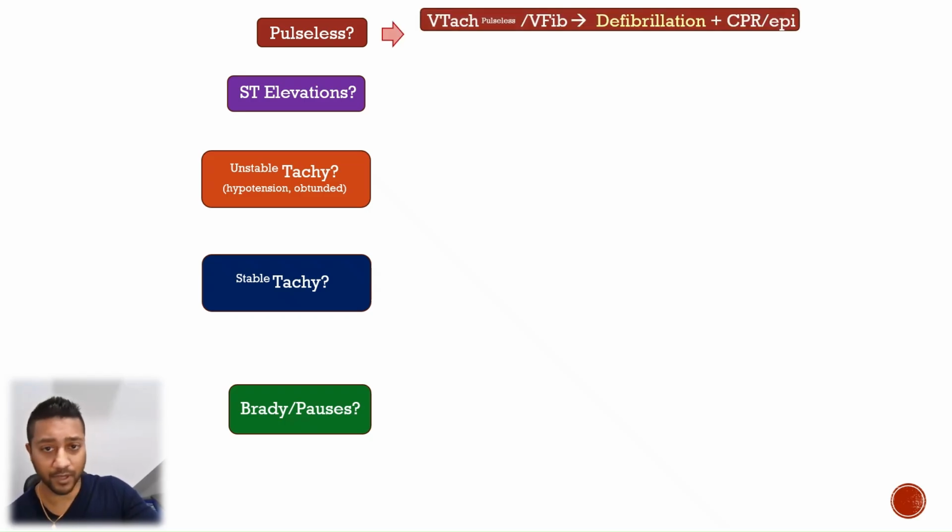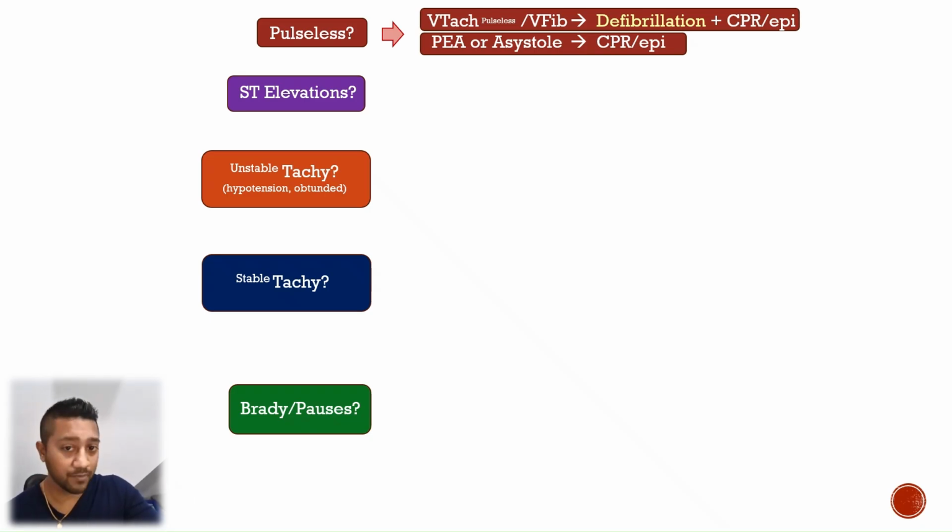If I'm dealing with a pulseless patient, I know I'm dealing with one of four diseases. For example, if I'm dealing with VTach or VFib, I know that those are the only two shockable rhythms, and I'm going to go ahead and defibrillate. The other two pulseless rhythms are PEA or asystole, and those don't get any shockable intervention. Instead, you just continue CPR and continue to give epinephrine.